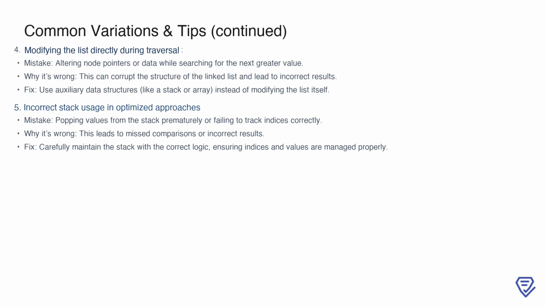Additionally, incorrect stack usage in optimized approaches can lead to subtle errors. For example, if you pop values from the stack prematurely or fail to maintain proper tracking of indices, you might miss comparisons or end up with the wrong results. To address this, ensure that your stack operations are carefully designed and the logic for managing indices and values is robust.